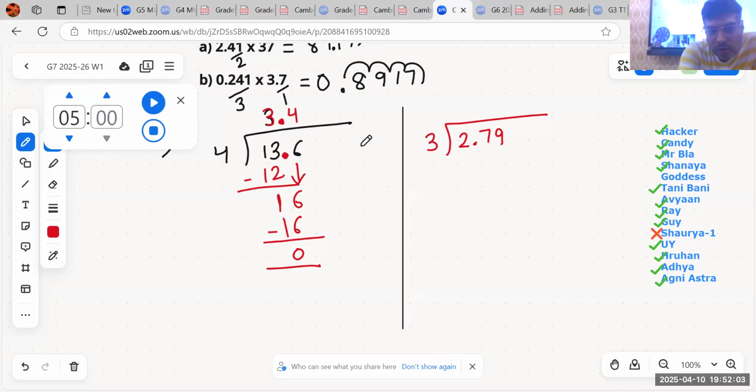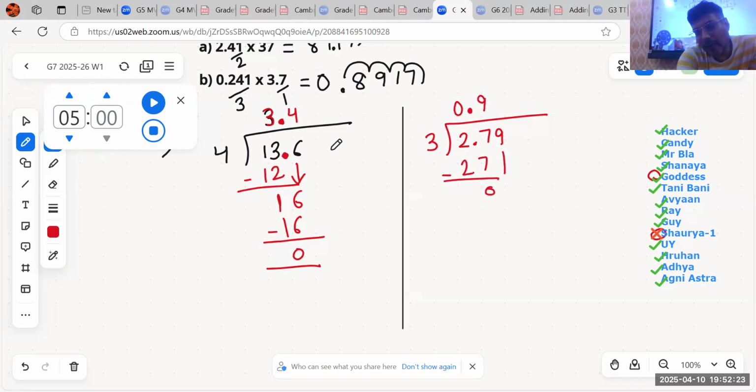Time's up. So guys, look, I cannot divide 2, so I will have to put a decimal right at the start. Because I cannot divide 2, I will put a decimal right at the start. Then 3 nines are 27. 9 will fall down, then 3 threes are 9. Got it? Yes or no?